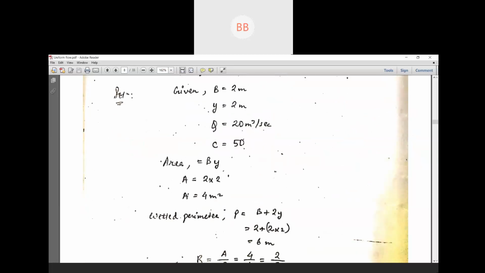So again, we need to find out the area, like the previous case. Area equal to b into y, as in the question it is given it is a rectangular channel. So area is 4 meter square. Okay.